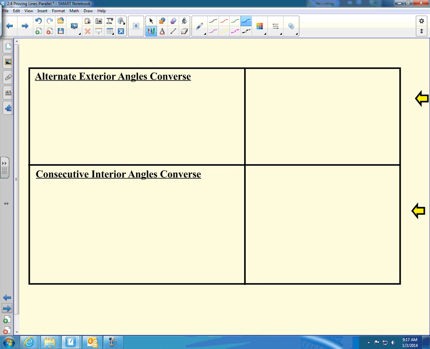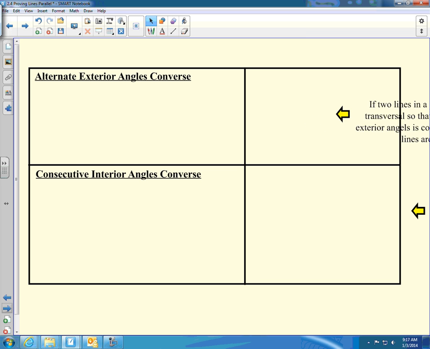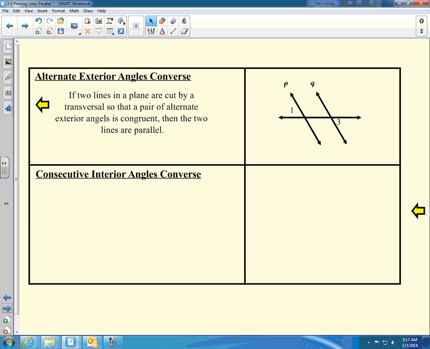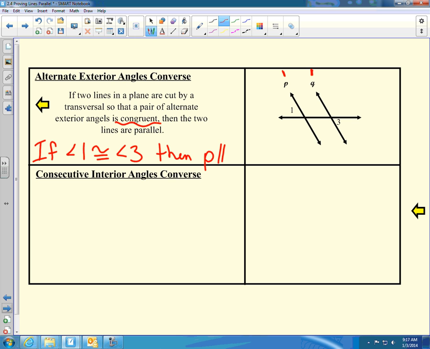All right, here's our page with some big definitions. We see first our alternate exterior angles converse. If two lines in a plane are cut by a transversal so that a pair of alternate exterior angles is congruent, then the lines are parallel. So we see 1 and 3, those are alternate on the transversal and they're on the exterior of those two lines. So if angle 1 is congruent to angle 3, then P is parallel to Q.